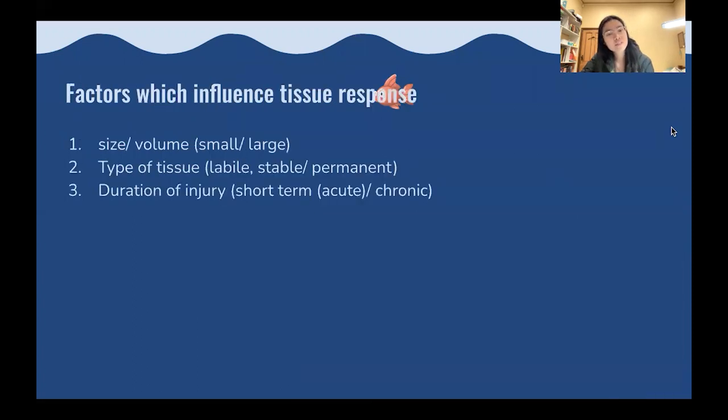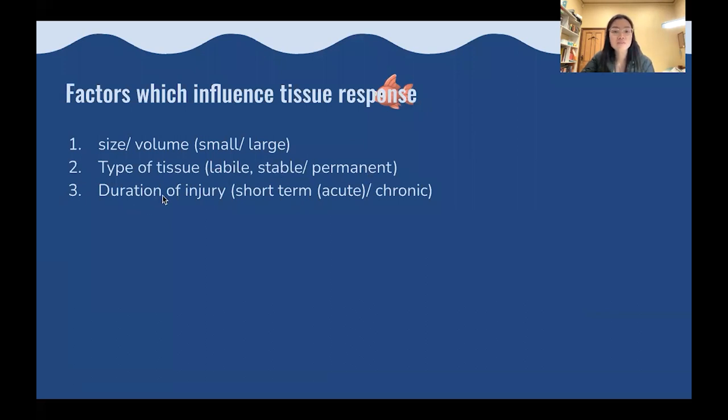So factors which influence tissue response, we have size and volume. So it's going to be more likely to recover as a small area of damage. It's also going to be more likely to recover if the type of tissue is labile, which means it can regrow rather than permanent tissues or stable tissues. I'll talk about the difference between these three as well.